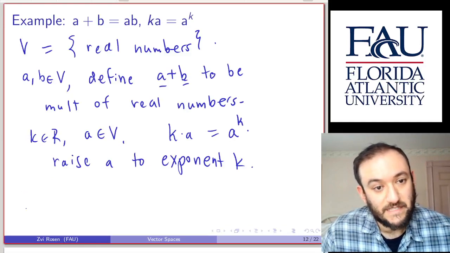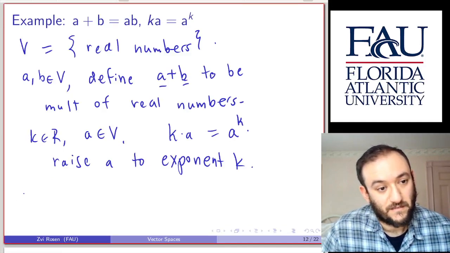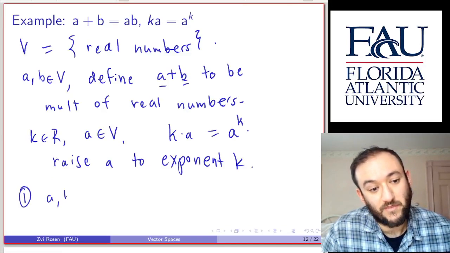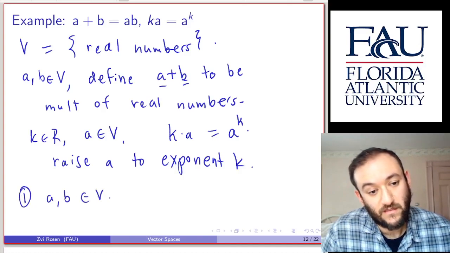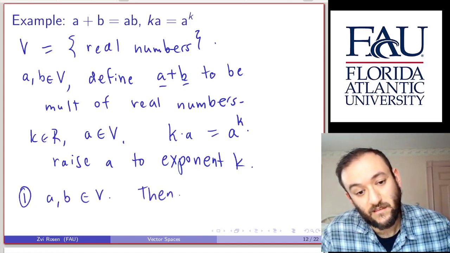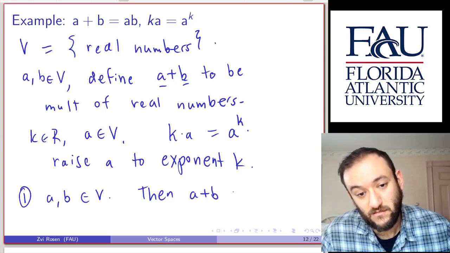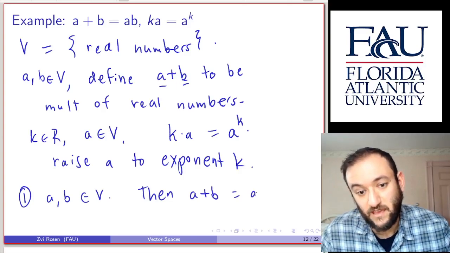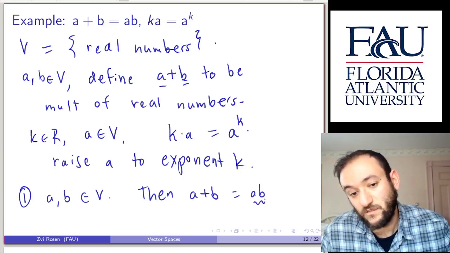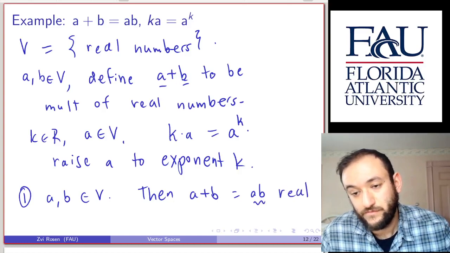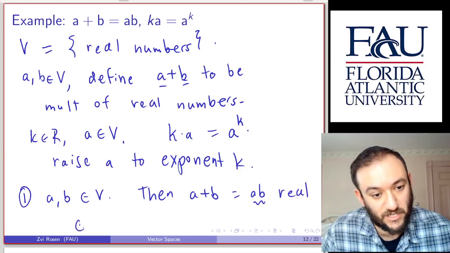So first off, you can see that if a and b are in V, then a plus b, which is just defined to be ab, well, this is also a real number. So we're closed under addition.